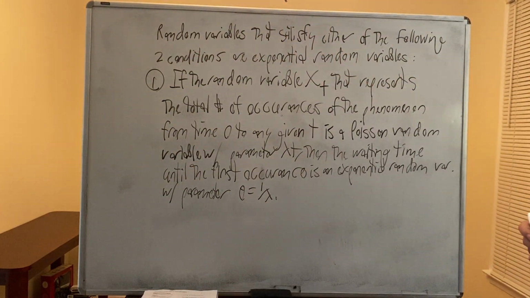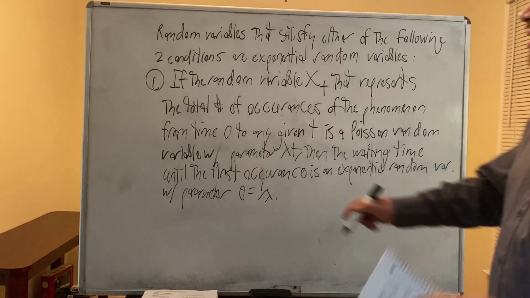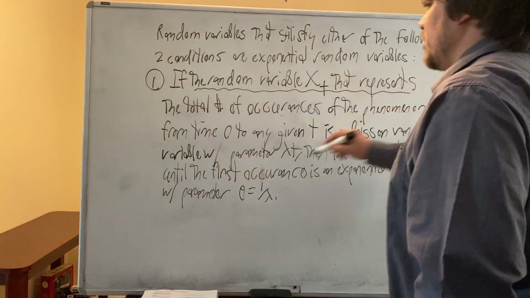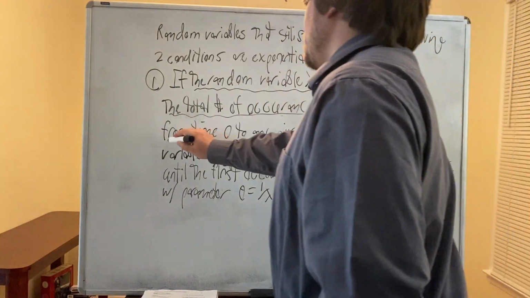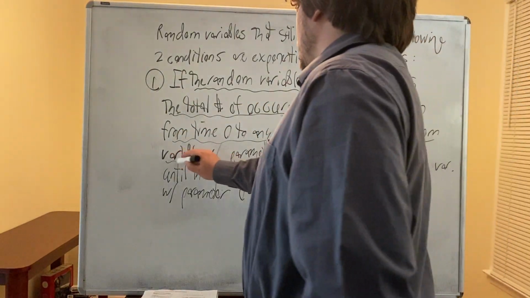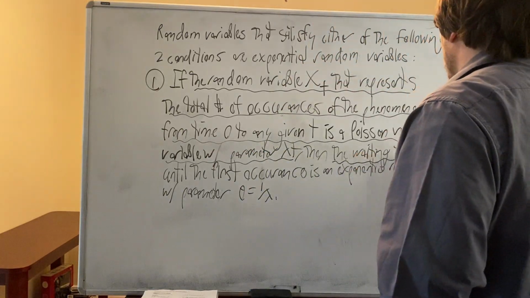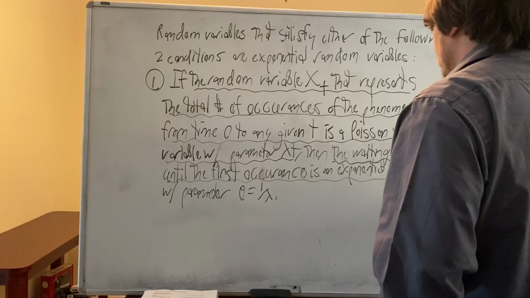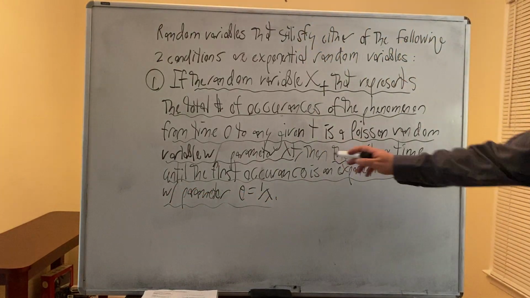Okay, so one. If the random variable X sub t that represents the total number of occurrences of the phenomenon from time 0 to any time t is a Poisson random variable with parameter lambda t, then the waiting time until the first occurrence is an exponential random variable with parameter theta equals 1 over lambda. So this is the hypothesis, the if part. If this, then this. And that's the conclusion. Hypothesis, then the conclusion.